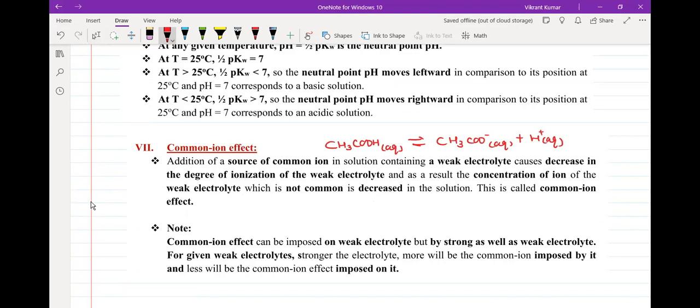बैकवर्ड होगा. मोल्स ऑफ CH3COO minus बढ़ जाएगा कि कम हो जाएगा? कम हो जाएगा. You know the common ion effect. Okay, this is called common ion effect. So what does it say? अब इंग्लिश में बड़े बड़े लैंग्वेज में सीखते हैं यही बात.